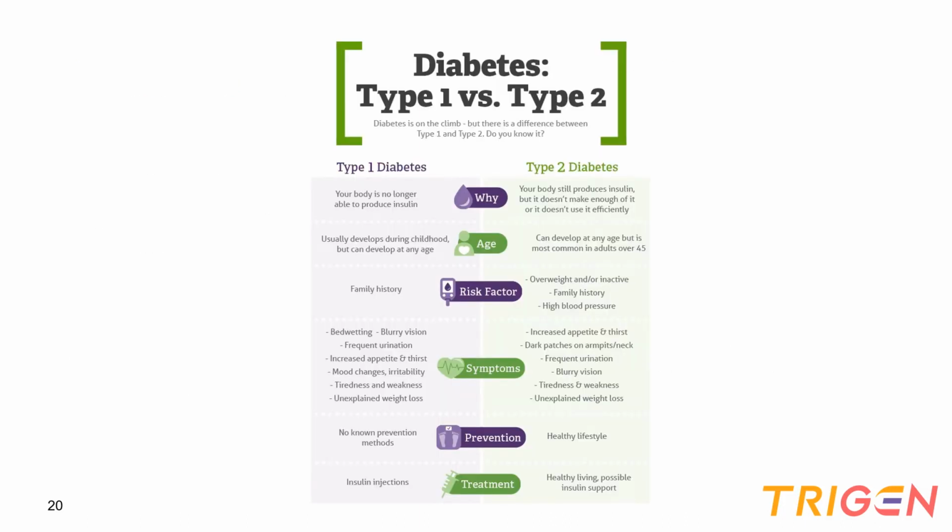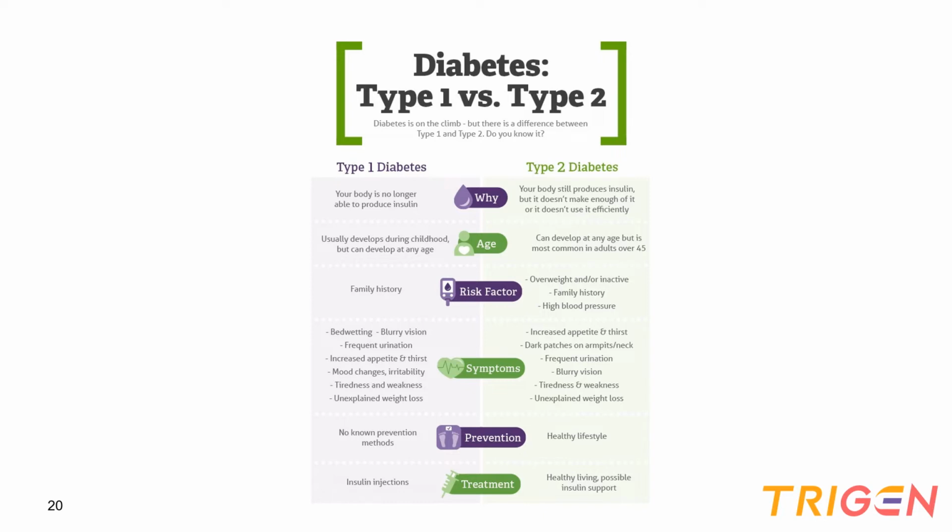Let's now move on to diabetes. There are 2 forms of diabetes that we may have, type 1 and type 2 diabetes. The main difference between both types of diabetes is whether one's body is able to produce insulin. In type 1 diabetes, the body is not able to produce insulin, whereas in type 2 diabetes, insulin is still produced, but the body cannot use it efficiently.